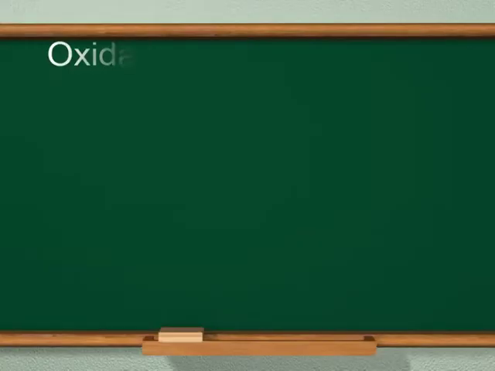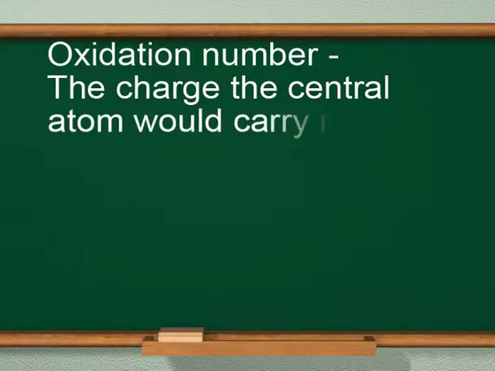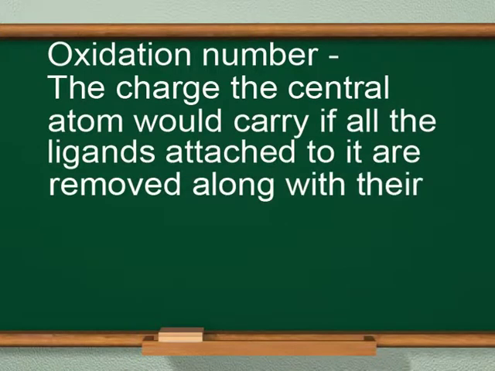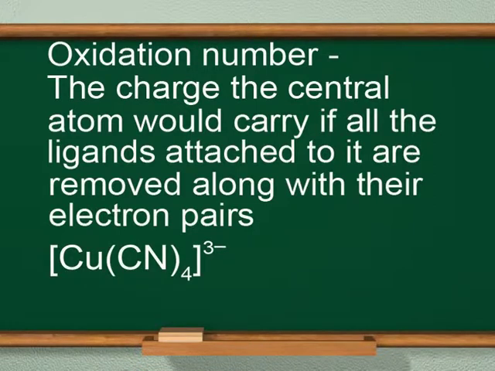Next is oxidation number, which is the charge the central atom would carry if all the ligands attached to it are removed along with their electron pairs. It is represented by a Roman numeral in parentheses following the name of the coordination entity. For example, the oxidation number of copper in [Cu(CN)4]3- is +1 and it is written as Roman 1, as shown on the screen.